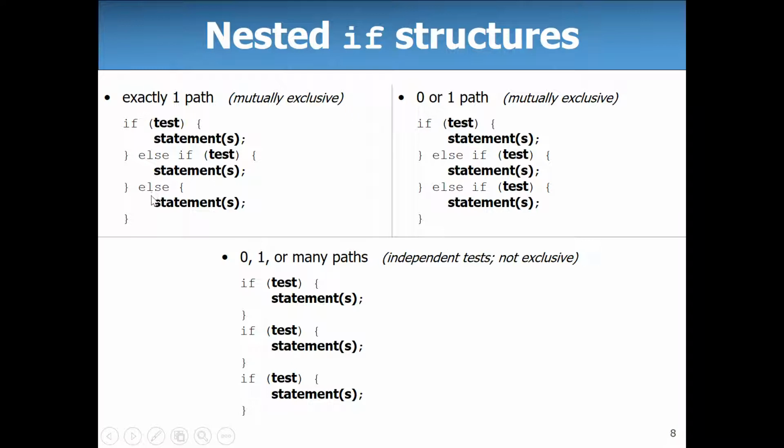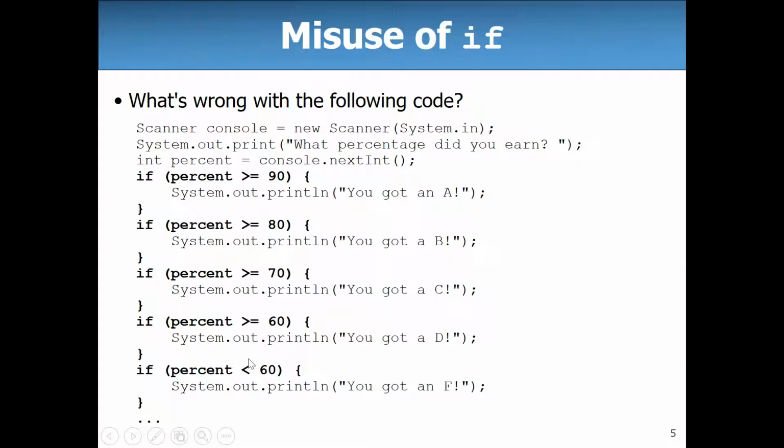But in this case, where exactly one of these will execute, only exactly 1 or exactly 0 will execute here, right? Because it could be that all these things are false, so nothing executes. But only one of these will execute. Now, in this one, where we have a bunch of ifs, all the way back to here, if I put in 100, all of these 4 will execute, and this one won't, right?